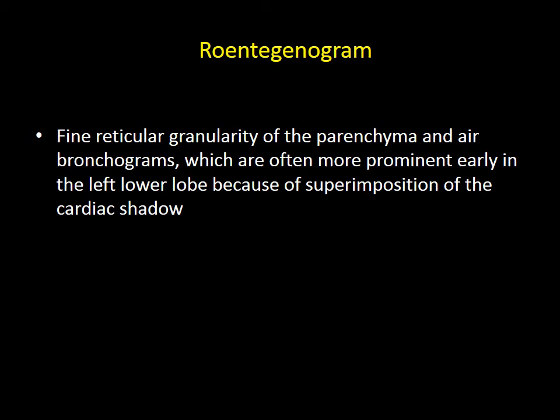Radiographically, the lungs may have a characteristic but not pathognomonic appearance that includes a fine reticular granularity of the parenchyma and air bronchograms, which are often more prominent early in the left lower lobe because of the superimposition of the cardiac shadow.